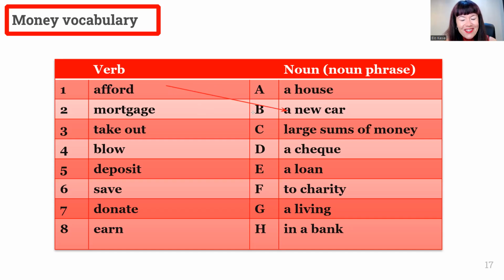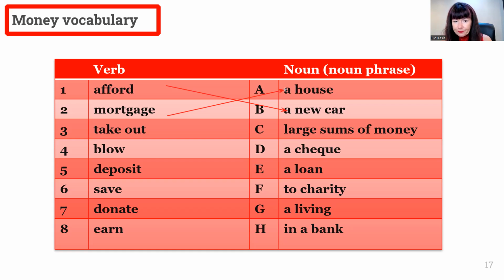But a house, we need a house for another verb, yes? So mortgage, you cannot mortgage a car, you can mortgage a house, yes? Because a mortgage is a type of loan, yes, to buy a house, okay? So with afford, you can have afford a house or afford a new car, but with mortgage, you can only mortgage a house or remortgage a house, okay?